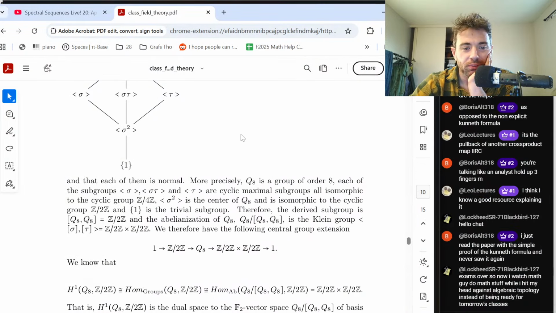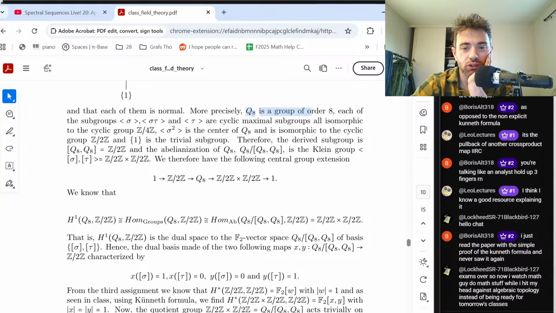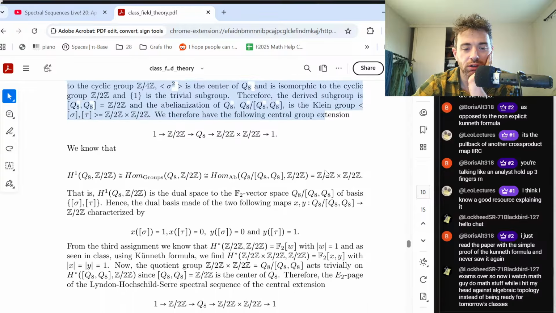More precisely, the quaternion group is a group of order 8. Each of the subgroups are cyclic, maximal subgroups. Right, we were looking at all this stuff yesterday.